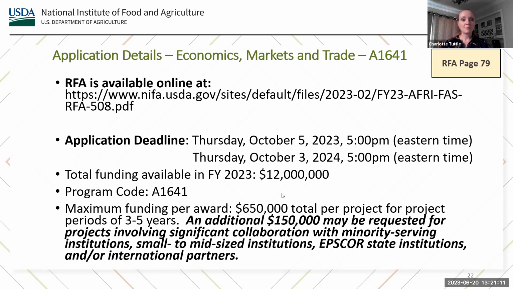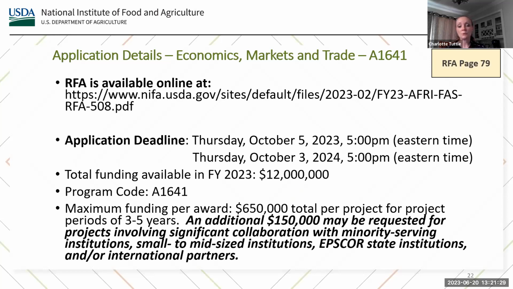So the total amount that we generally are appropriated is $12 million. Again, our program code is A1651. Like Dennis's program, the maximum funding award is $650,000 per project, generally for a period of 3 to 5 years.